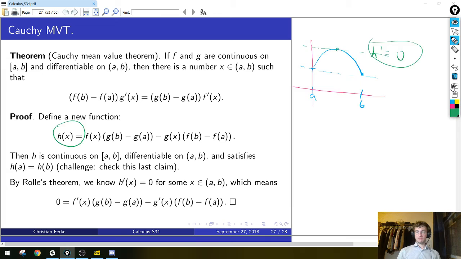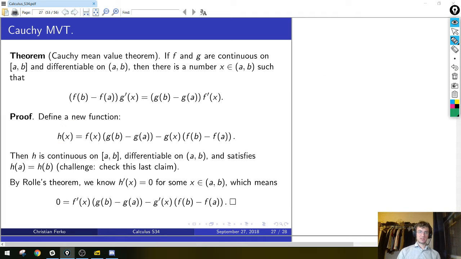But first, a challenge for you. What about this last claim that h of a equals h of b? Can you check this or tell me the algebra I should write down in order to verify that h of a is the same as h of b? All right, just by inserting a into all occurrences of x. Good. Okay, let's see.